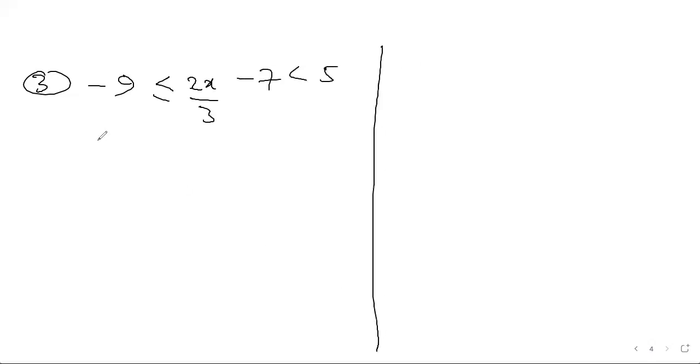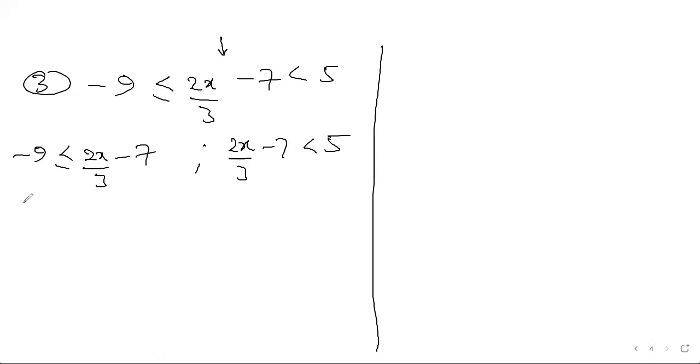So I'll have to split first on the middle one: minus 9 less than or equal to 2x over 3 minus 7. Then the second part, 2x over 3 minus 7 less than 5. So this I can rewrite as 2x over 3 minus 7 greater than or equal to minus 9. Then I can solve this.